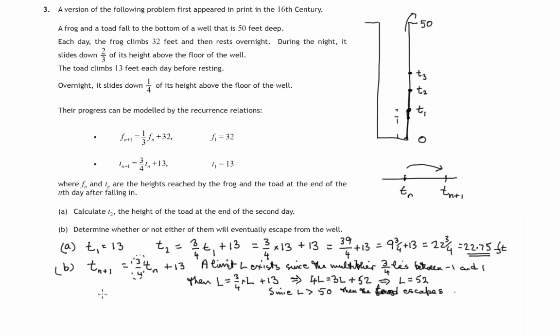So let's look at the hapless frog this time. And in this case, what happens? Frog's height, he slides back down 2/3 of his height. So he only retains 1/3 of the height of the previous day, and then he seems to be doing better than the toad. He goes up 32 feet. So he's sliding back a larger proportion of what he's achieved the previous day. And how do we start out with this one? It starts out at 32. But that's not important. In the long run, what happens?